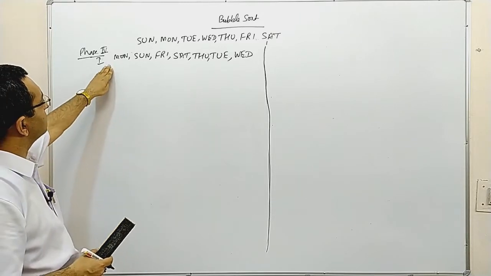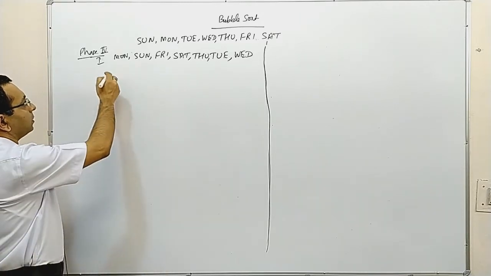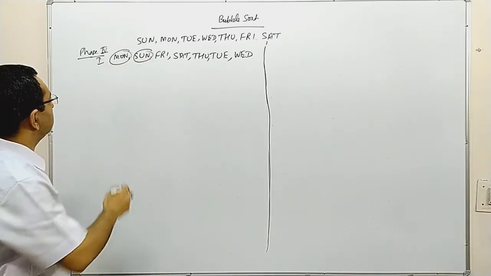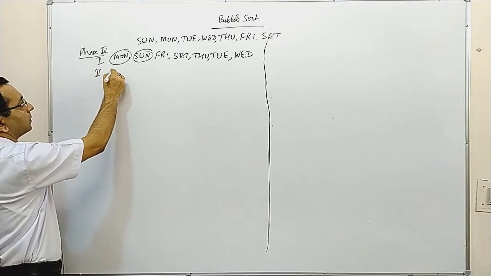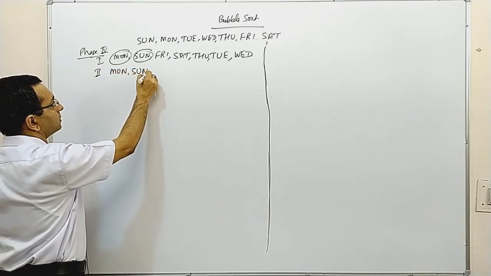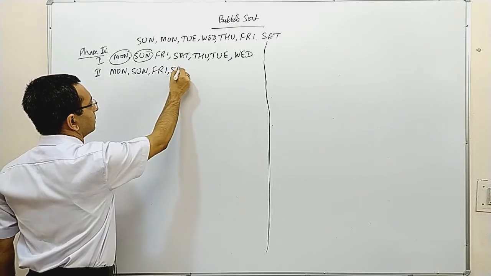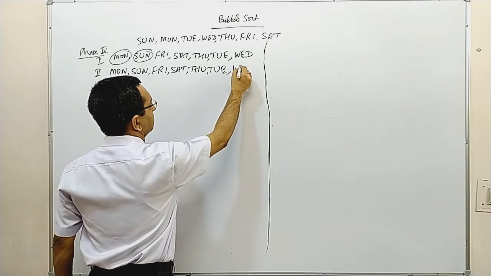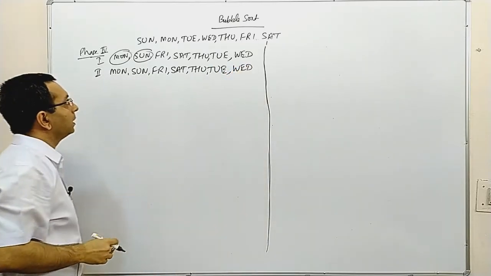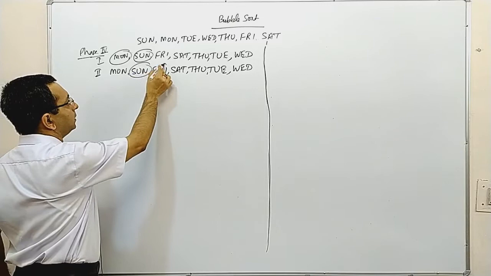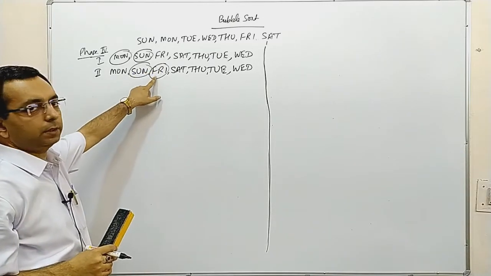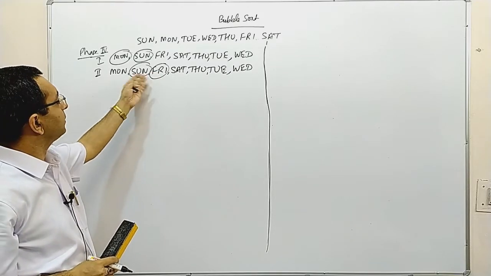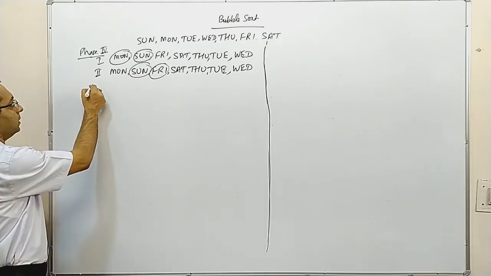Here we have noted step 1. So again we have to compare Monday with Sunday, and because it is already sorted, step 2: Monday, Sunday, Friday, Saturday, Thursday, Tuesday, Wednesday. So Sunday will be compared with Friday, meaning S will be compared with F. S is bigger than F, so Friday will be placed here and Sunday will be here.